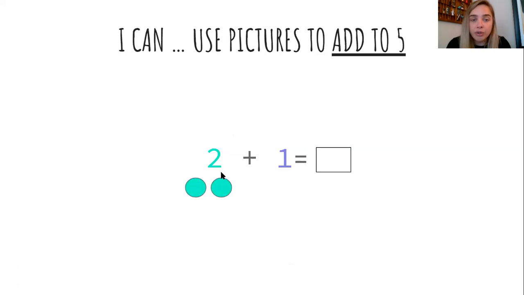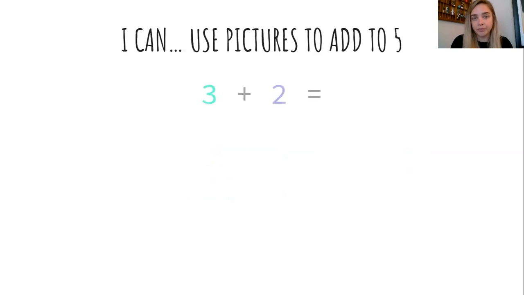So I have 2 circles underneath the number 2 to represent 2, plus 1 more circle underneath the number 1 to represent 1. Let's put those pictures or those circles together. Let's count how many circles we have all together, because remember, on the other side of this equal sign, we need to figure out what 2 and 1 equal all together. So 1, 2, 3. So 2 plus 1 equals 3.